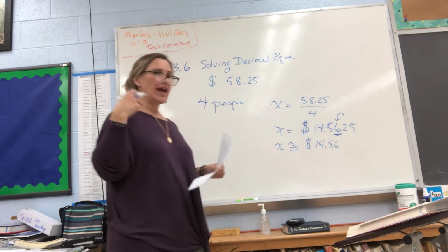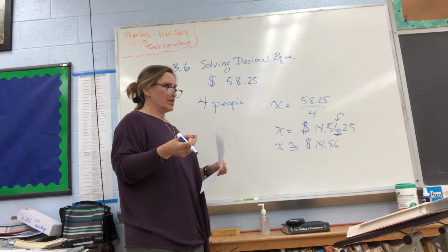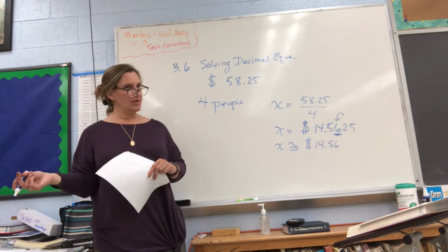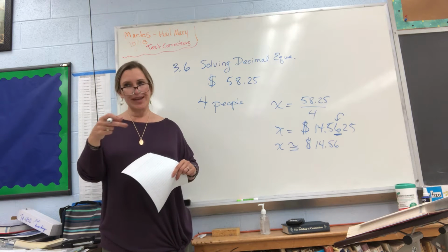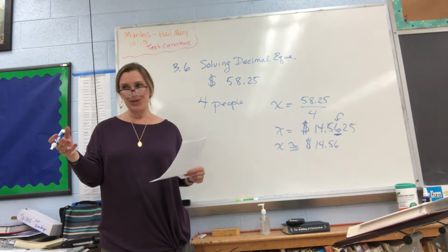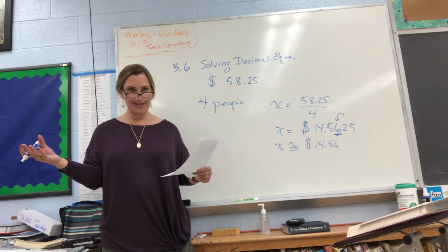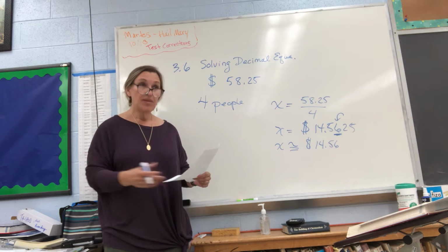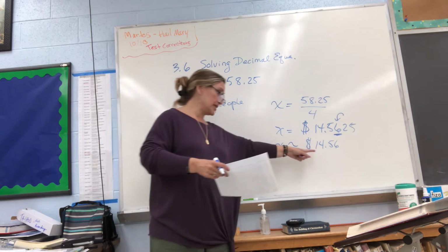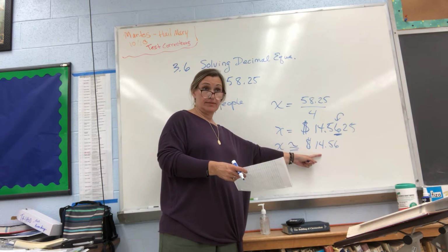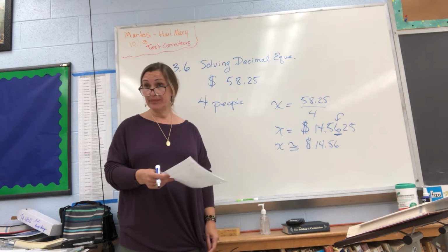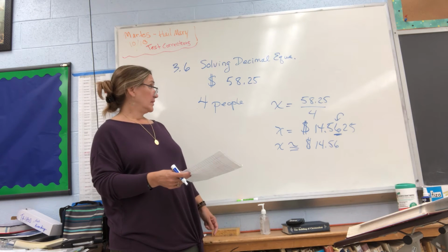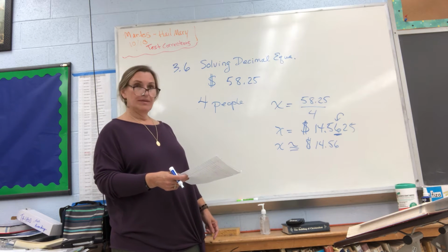Now, let's go ahead and just check your answer. On your quiz, I told you all to plug those answers back in, and you're going to see if you got the right answer on the test. That makes sense? Plug this back into your calculator, multiply this times 4, and see what you get. What do you get? 58.25.